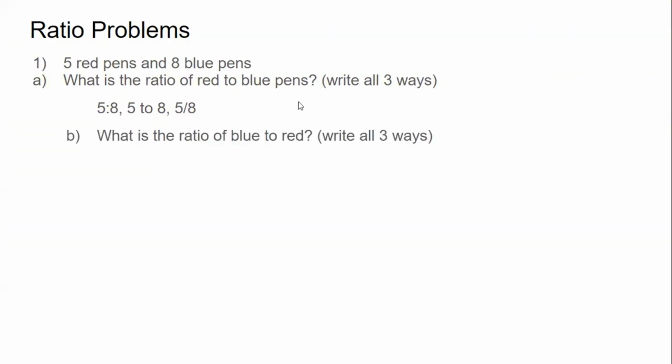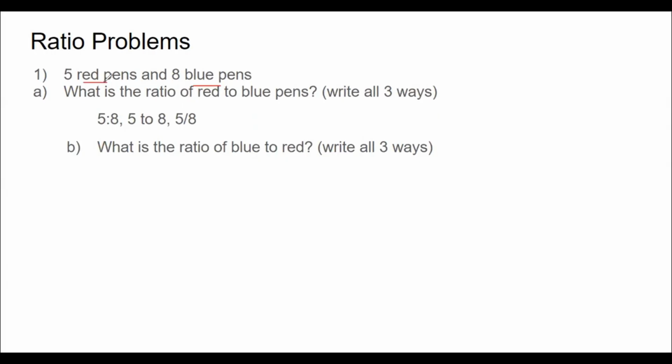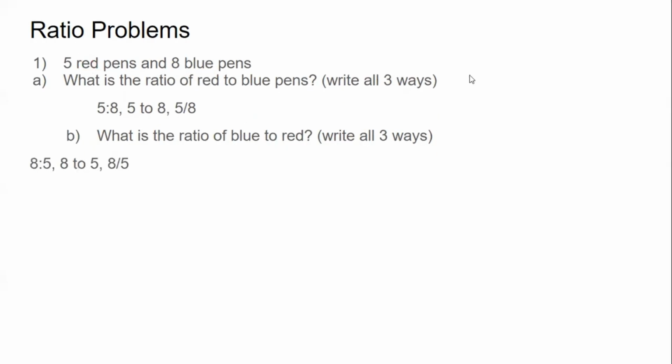It's just a fraction. B, what is the ratio of blue to red? Before we did red to blue, now we're doing blue to red. So it's 8:5, 8 to 5, or 8/5. So you can see these two are opposites and they're totally different. One's red to blue, one's blue to red.